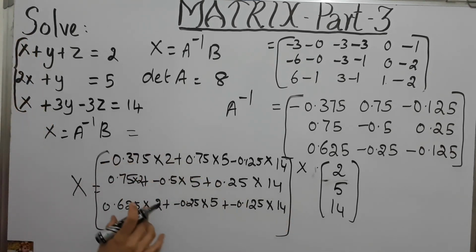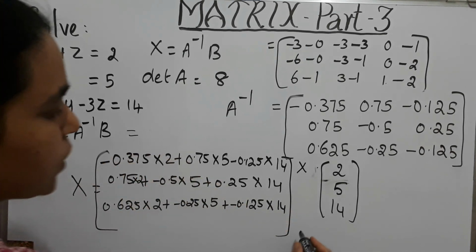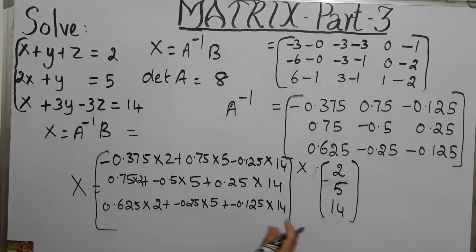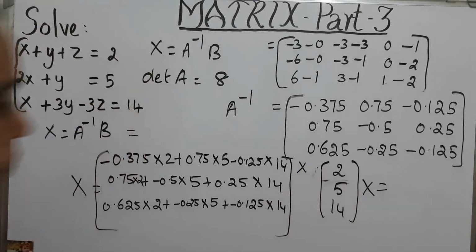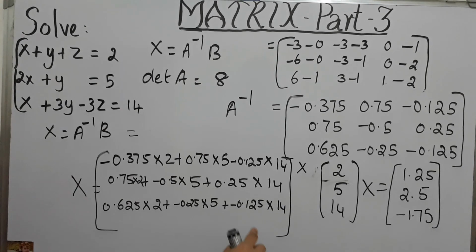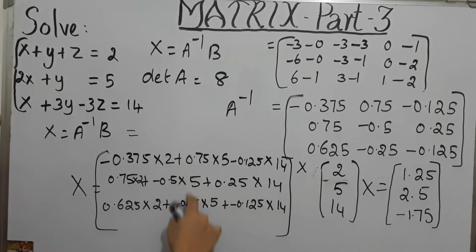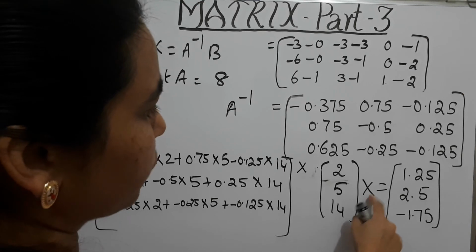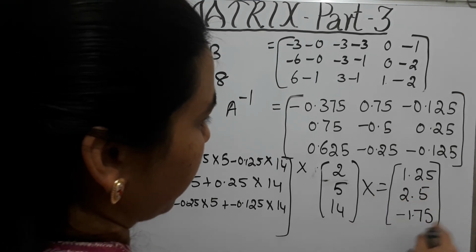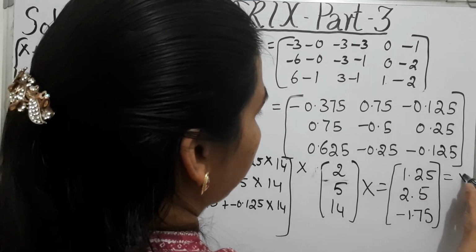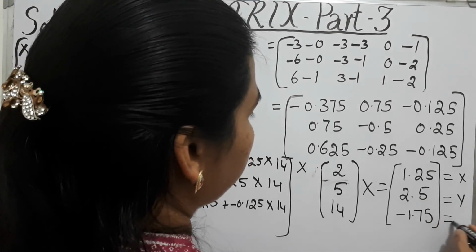When you multiply and add the answers, you will get the value of the x matrix as 1.25, 2.5 and minus 1.75, which is the value of x, and this is the value of y, and this is the value of z.